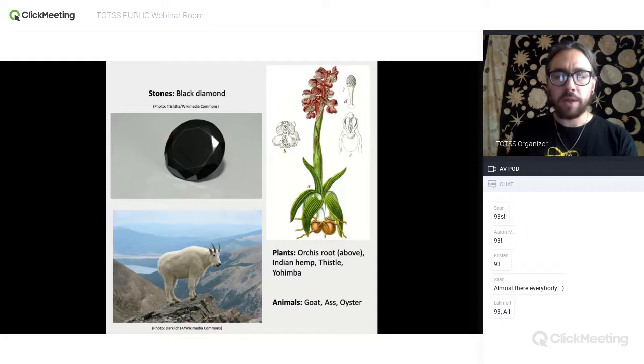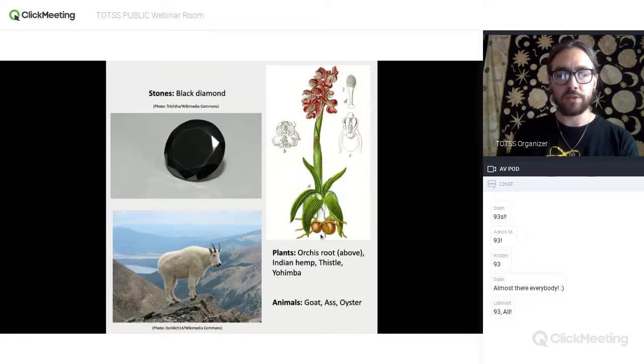So for plants, we have the orchis root, which is shown above. Now, orchis, I'm not 100% sure exactly how it's related, but it's related to the orchid, or some orchids are also known as the orchis. But again, I'm not exactly clear on how that relationship works. The main reason for the orchis root being attributed here is its appearance, and we can see that it resembles, in a way, the male genitals.